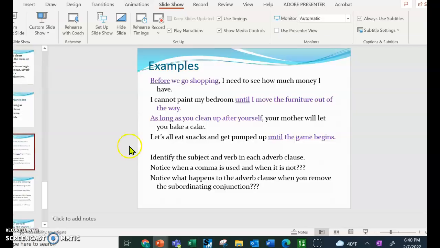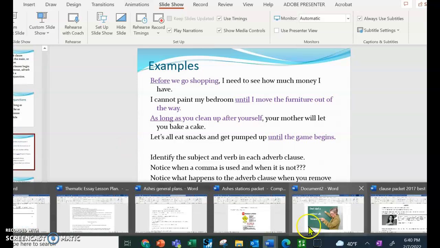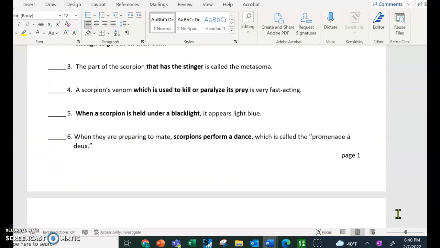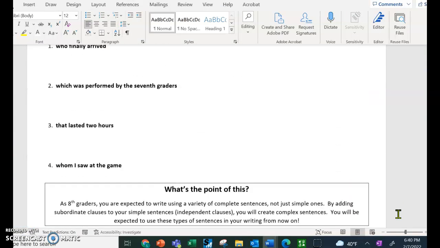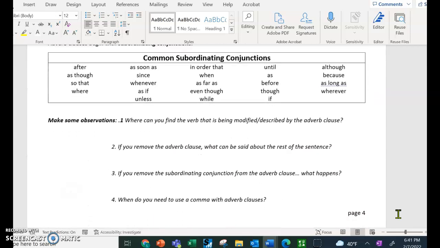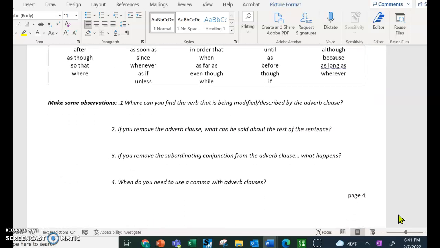On your Beyonce packet, you have a few questions on page 4. I wanted you to make some observations. First of all, where can you find the verb that is being modified or described by the adverb clause?